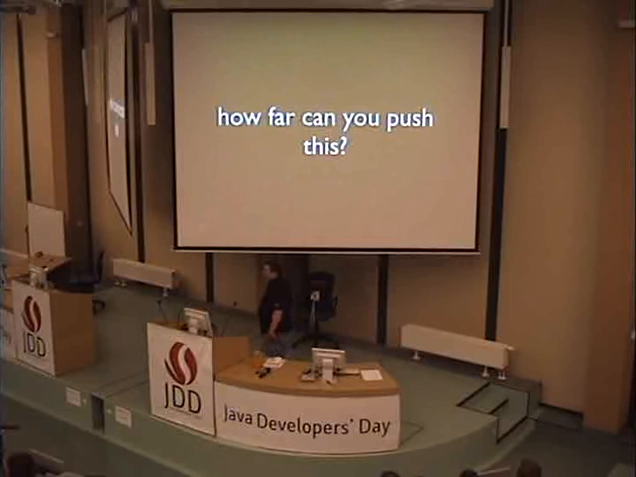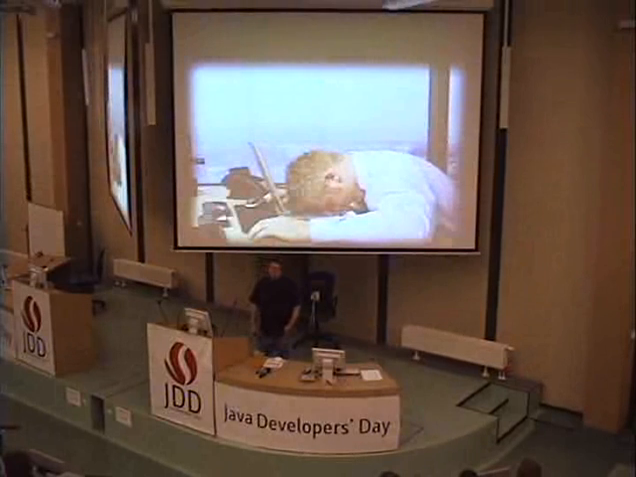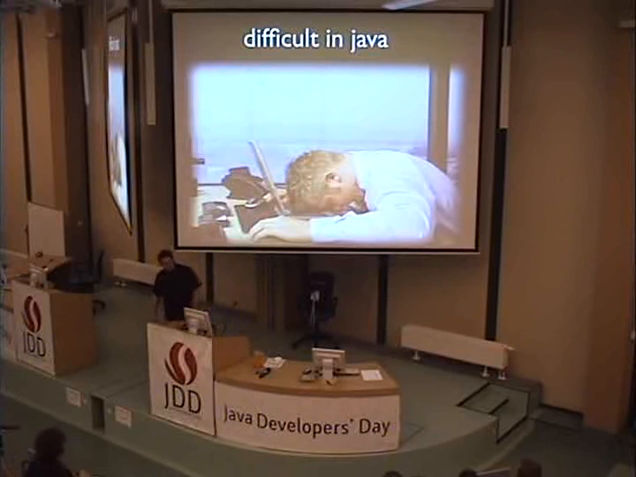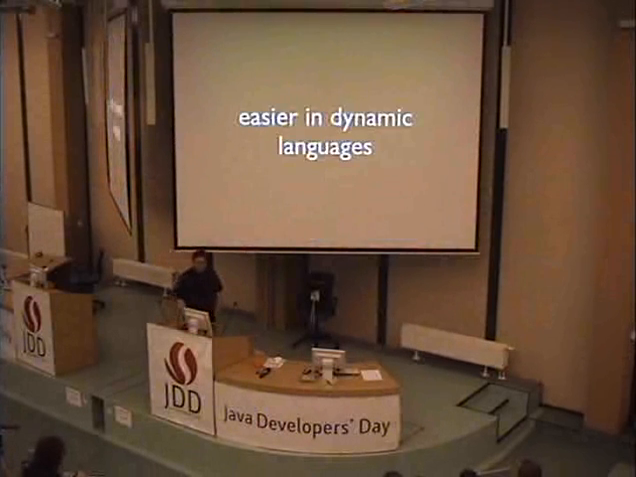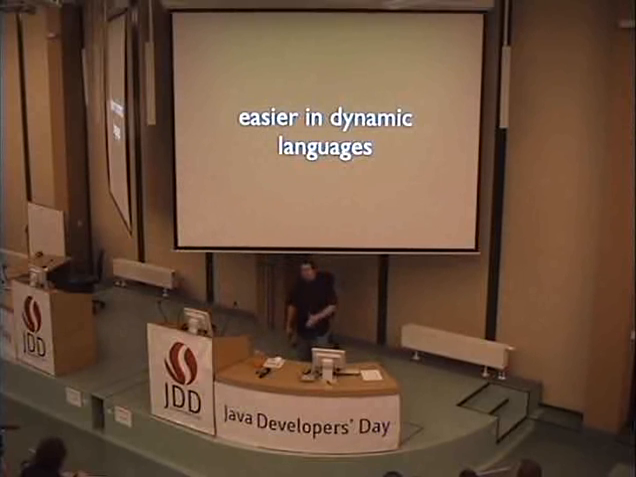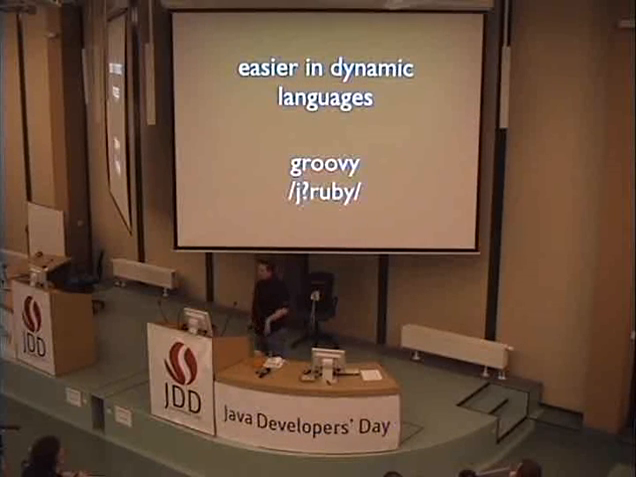So how far can you push this? Well, it's hard in Java because Java is very, very particular about things like parentheses and curly braces and semicolons and things like that. It's much easier in dynamic languages because they have much more flexible syntax. So a lot of the work that you see being done in domain-specific languages now is happening primarily in dynamic languages like Groovy or Ruby, and that includes the Java version of Ruby, JRuby.